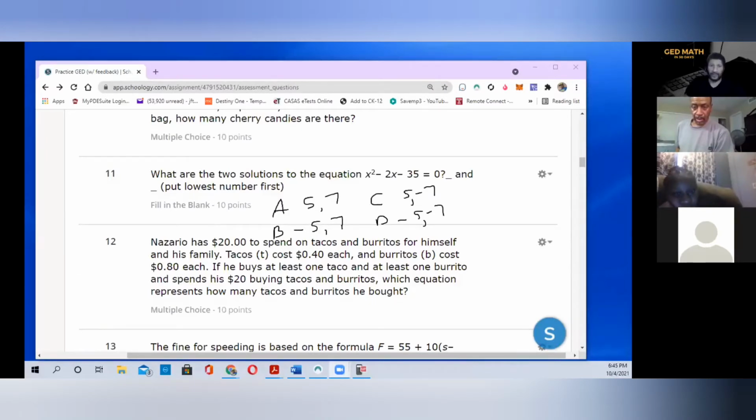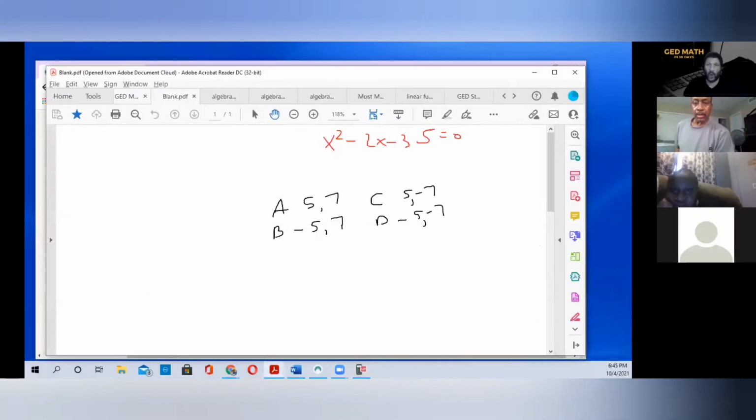All right, so let's do this. Let's do this problem. X squared minus 2x minus 35 equals 0. So what I need to do is I need to go to that blank page first. So let me go back to my blank page. What type of question is this? What type of equation is this? Does anybody know? Is it a linear? Nope, not linear. Standard quadratic equation. Yes, it's a standard quadratic equation.